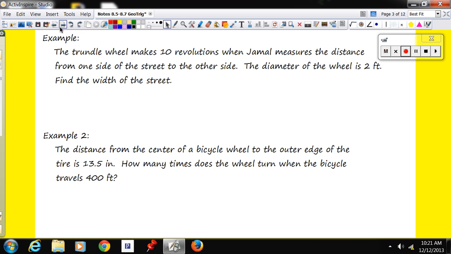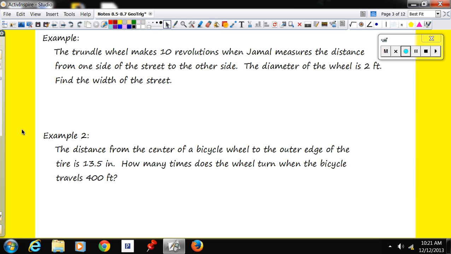Okay, a couple of practice ones. A couple of examples here. The trundle wheel makes 10 revolutions when Jamal measures the distance from one side of the street to the other. So he's got one of those measuring wheel things where they walk it across. They use it when they measure big distances. You don't want to pull out a tape measure for a football field. It's too much. So you get one of these things, you walk along, it does the wheel, and it measures it as it goes. His wheel is a 2-foot diameter.